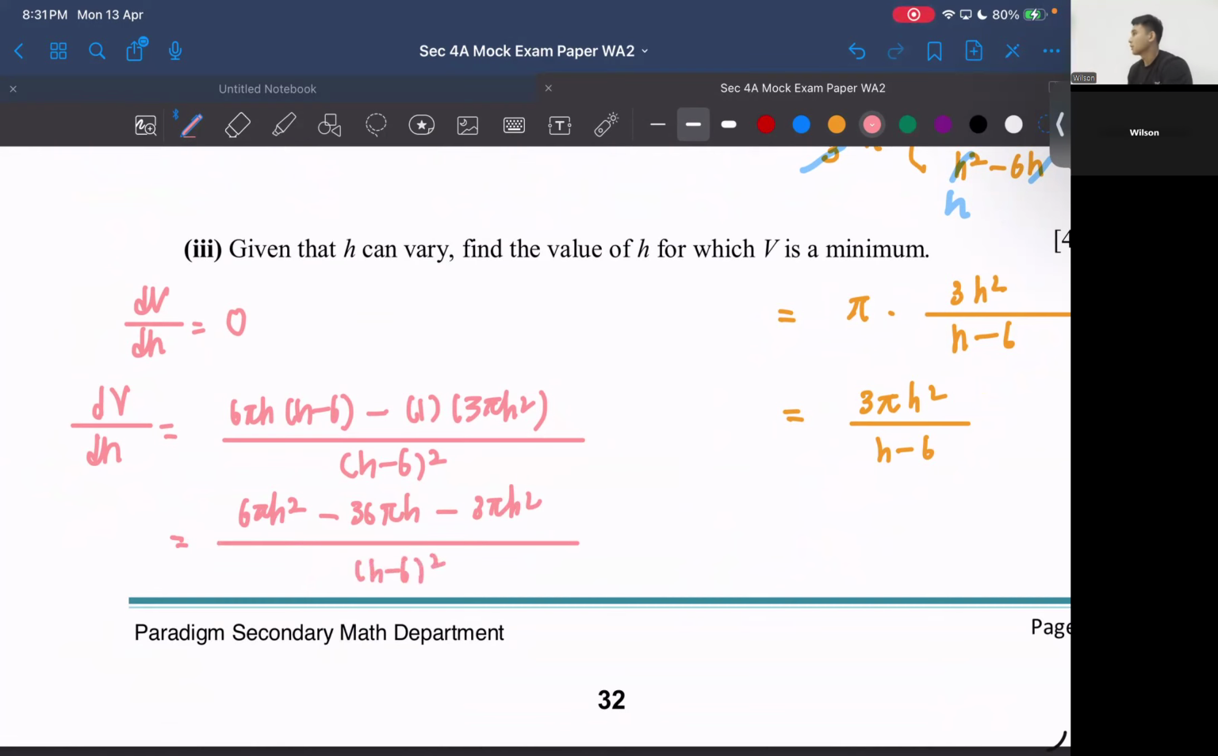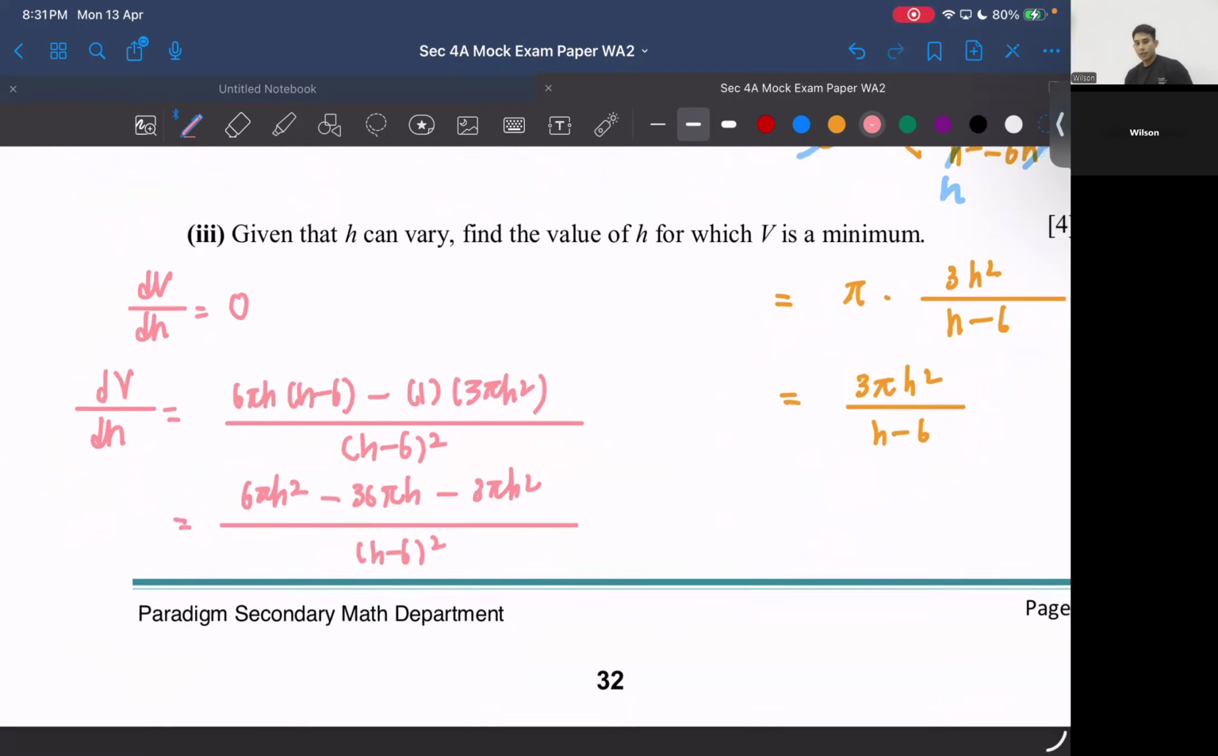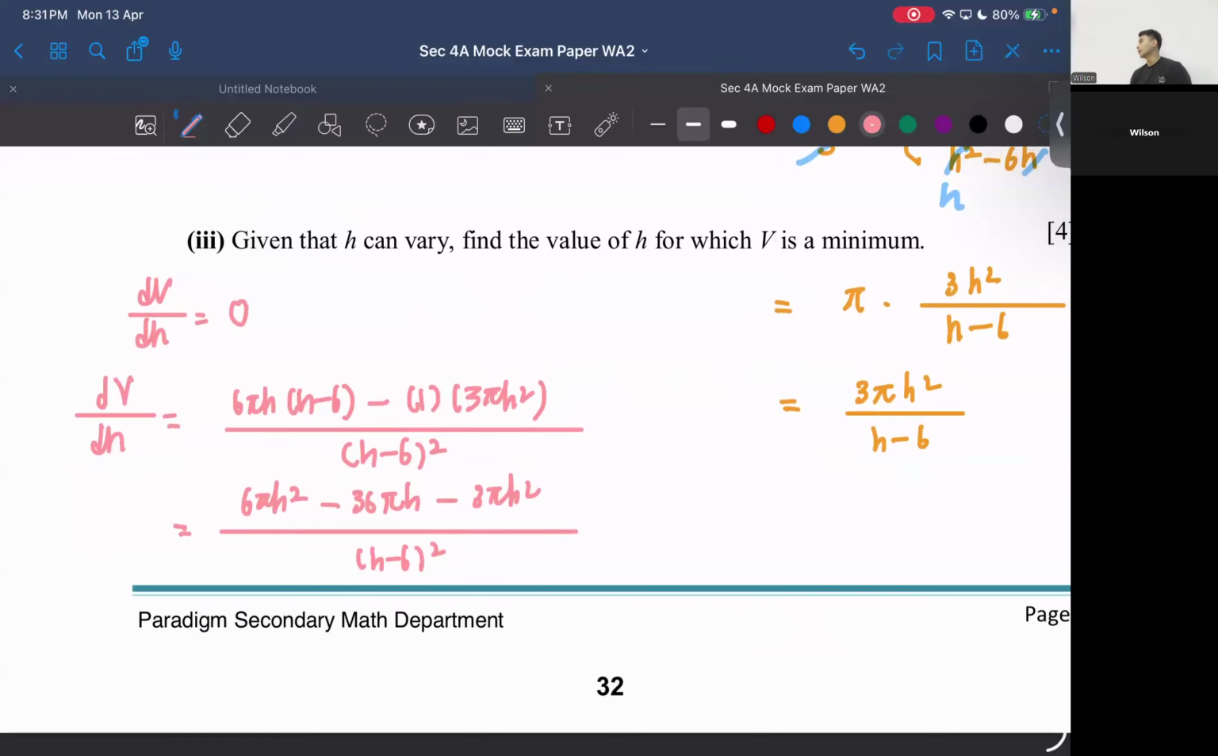I know it's an atrocity to go and differentiate at 8:30 at night, but still, we have to go and differentiate using quotient rule. Now, we can simplify, right? The 6 pi h squared and the negative 3 pi h squared can be cancelled away. So I will have 3 pi h squared minus 36 pi h over h minus 6 squared over here.